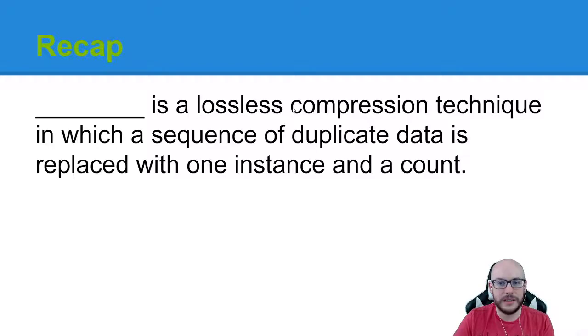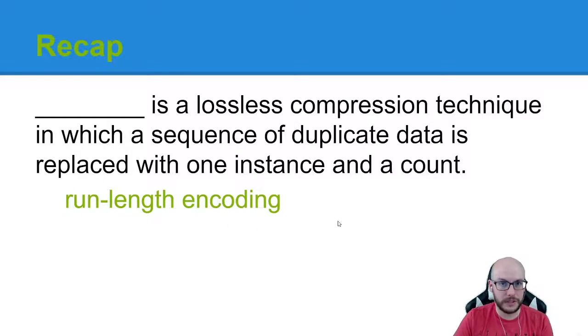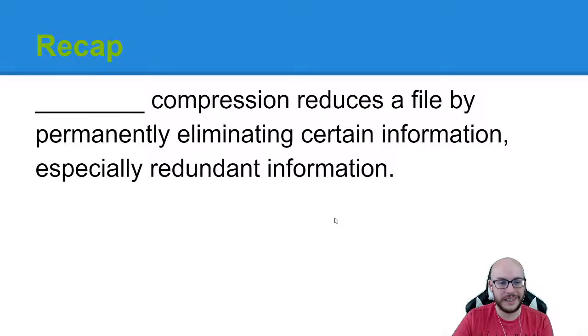Run length encoding is a lossless compression technique in which a sequence of duplicate data is replaced with one instance and a count. We're talking lossless compression. I don't really see any reference to images, but we saw the concept with images. You could, in theory, use run length encoding to compress something else, like a text file. For instance, you'll probably have a lot less success than our traditional dictionary cataloging style technique.